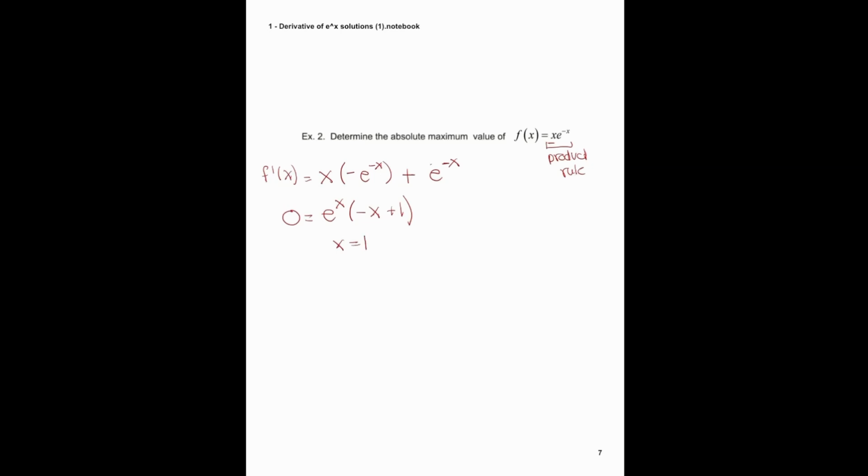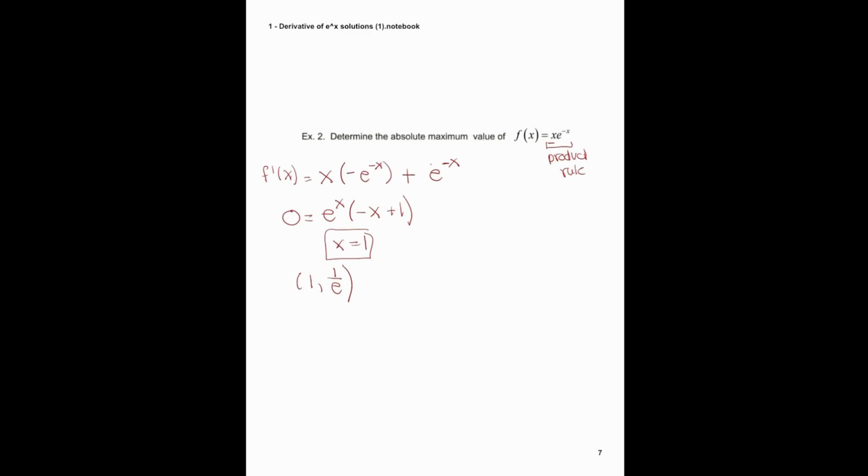So now we need to figure out what the y value is. So we're going to sub x equals 1 back into our original equation of x e to the negative x. And when we do that, we get our critical point of 1 over e. So now we need to prove that this is an absolute maximum value and not just a local maximum. And to do that, we're going to do the second derivative test.